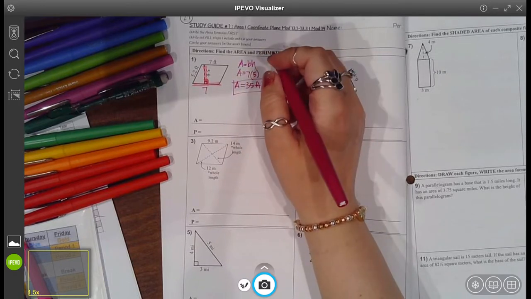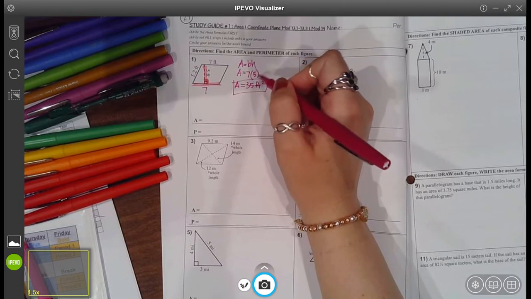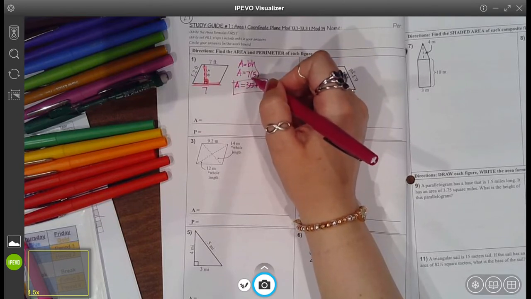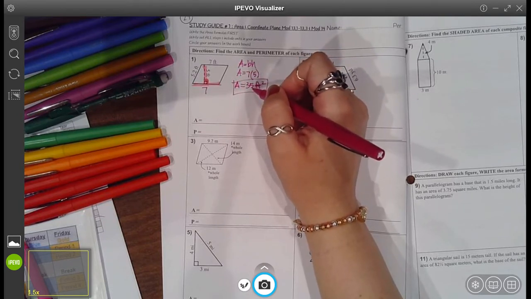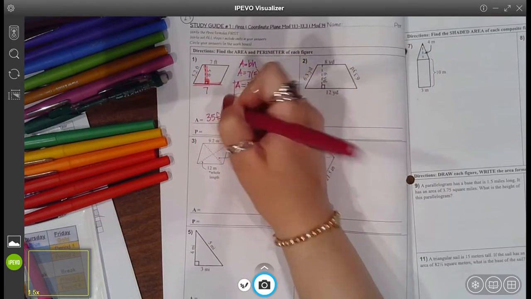Again, in order to receive credit and not get points taken off, please write out your area formula for that specific shape, write down the numbers that you plugged in, and then if you need to use a calculator, type it in, and then write your final answer. So it'd be 35 feet squared.